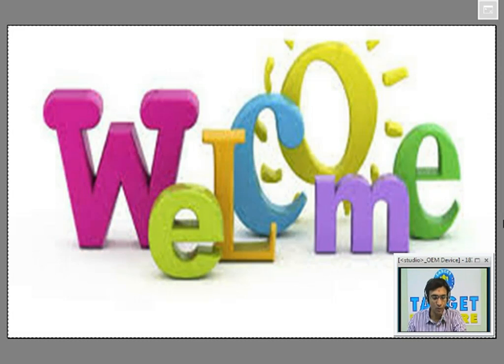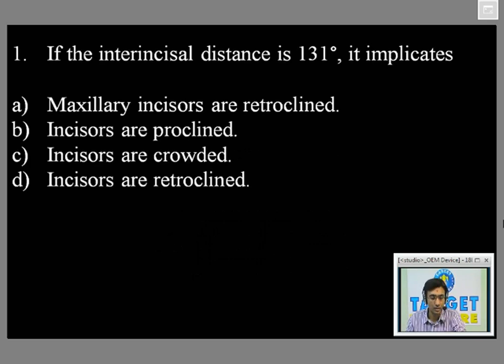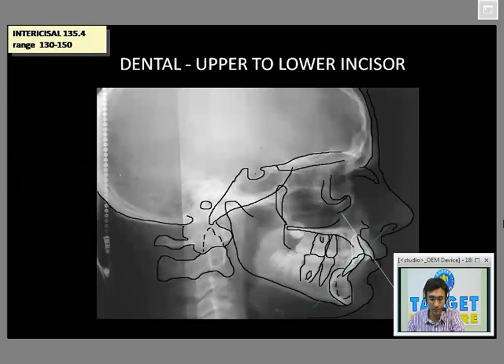Yeah. So we move on to the ortho paper, in which the first question says that if the interincisal angle is 131 degrees, it implicates what? Now first let us see what is interincisal angle. It is the angle made by the long axis of the upper central incisor and the lower central incisor. Now normally the interincisal angle is supposed to be 135 degrees. But since this is less than 135 degrees, it means that it is acute.